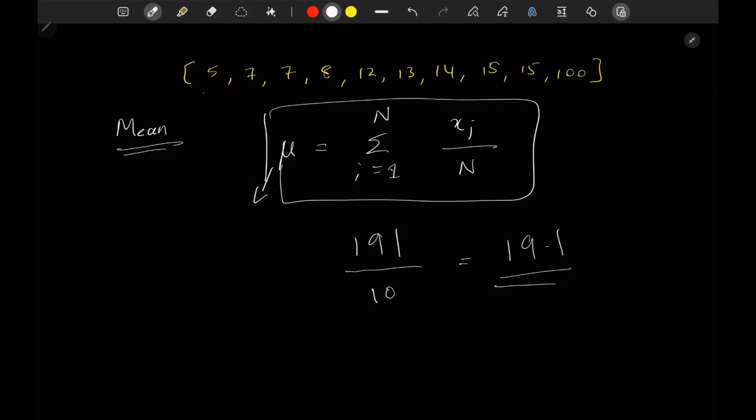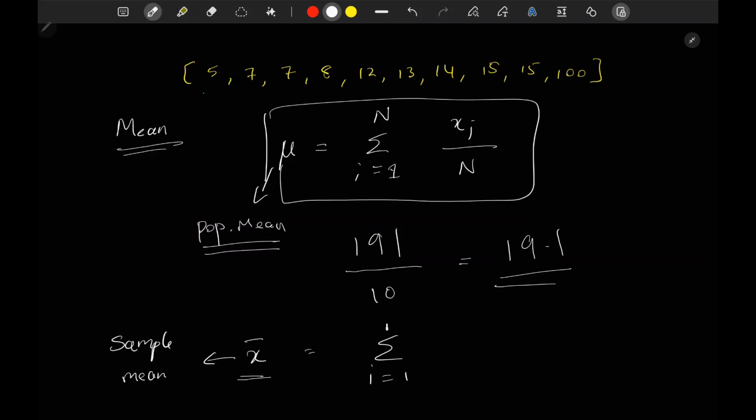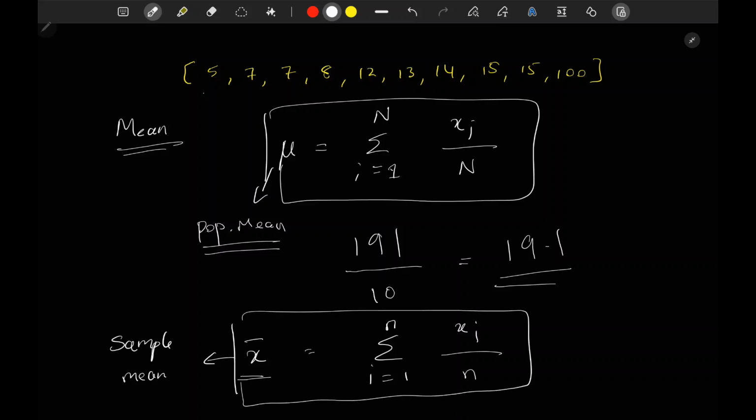So this mu is actually called the population mean. In order to calculate the sample mean, here x bar is represented as the sample mean. The formula will be the same, that is summation i equals 1 to small n of xi divided by small n. This is the sample mean. And also we can see here the mean is 19.1.